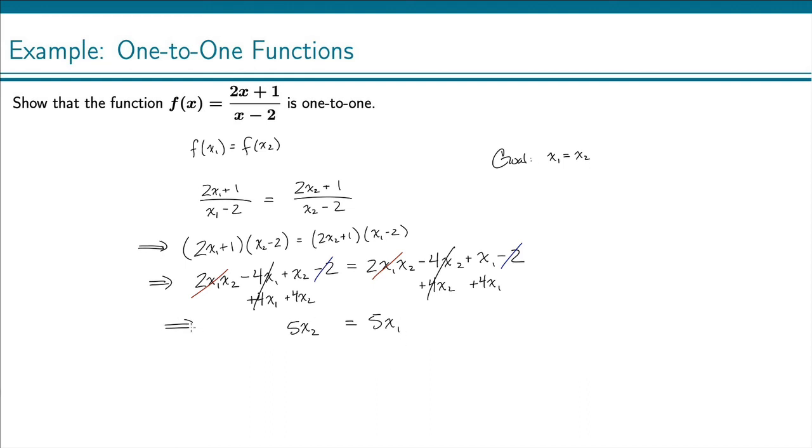And that's super nice, because now we're ready to just divide both sides by 5. And we are left with x2 equals x1. That's exactly what we needed. x1 is equal to x2. Therefore, we have shown that f is 1 to 1.